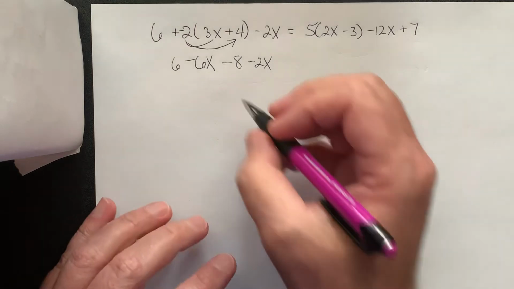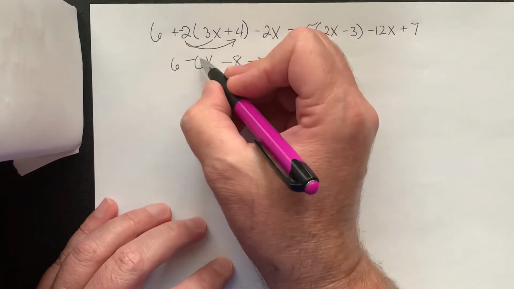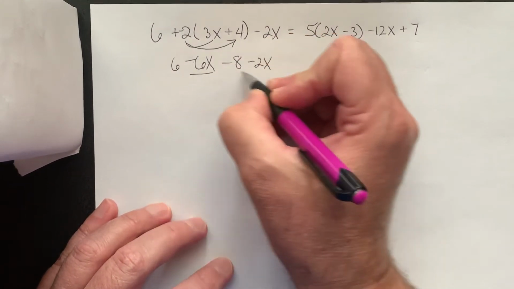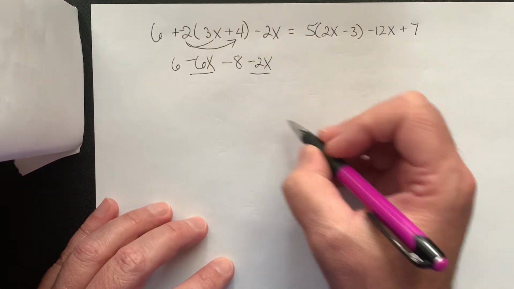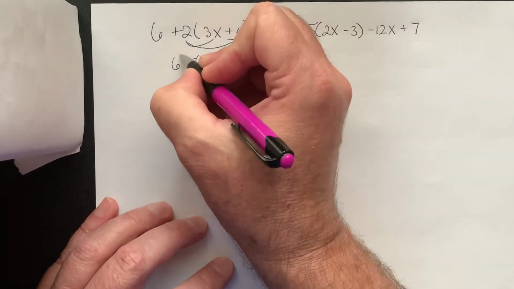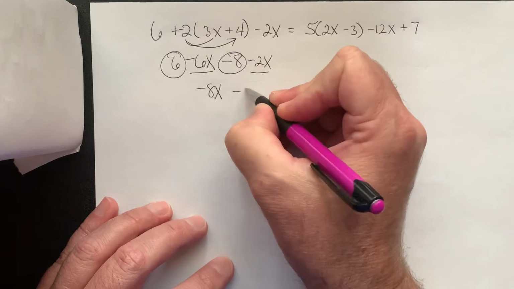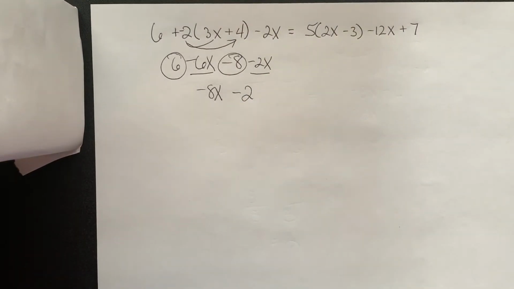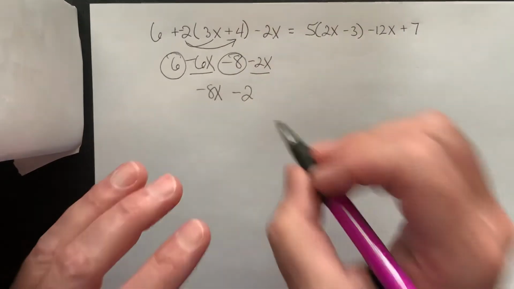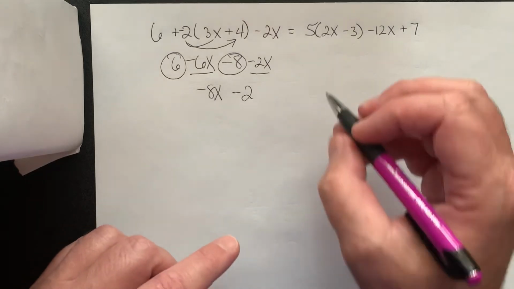All right. Let's go ahead and continue on the left side here. Negative 6x and negative 2x, negative 8x. Positive 6 and negative 8, negative 2. All right, now we got down to terms that we can't put together, so that means we've done that far enough. Now go to the right side.